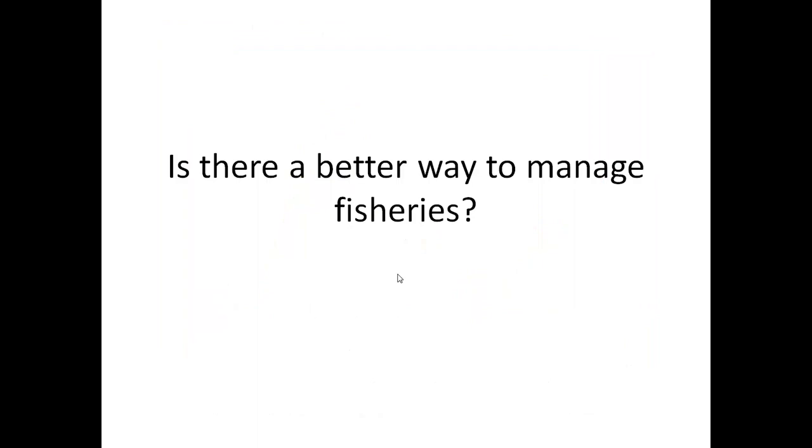So the question I'd like to leave you with is, is there a better way to manage fisheries? And so in the remainder of this module, we're going to consider some different ways of managing fisheries that not only consider fish in isolation of one another, but take a more ecosystem-based approach to management.